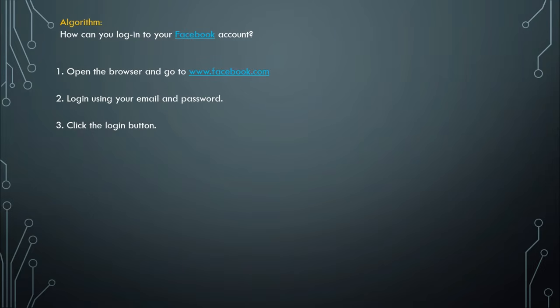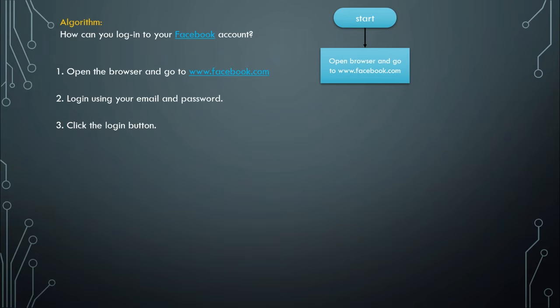So, di ba? Define natin yung algorithm na step-by-step process on how to solve a problem. So, ito yung process on how to log into Facebook. And then, sa flowchart, gagawa tayo ng start. So, ang sabi ko nung una is open the browser and go to facebook.com. So, yun yung gagawin natin una. So, yun yung tinatawag nating process. Lalagay natin sa process box.